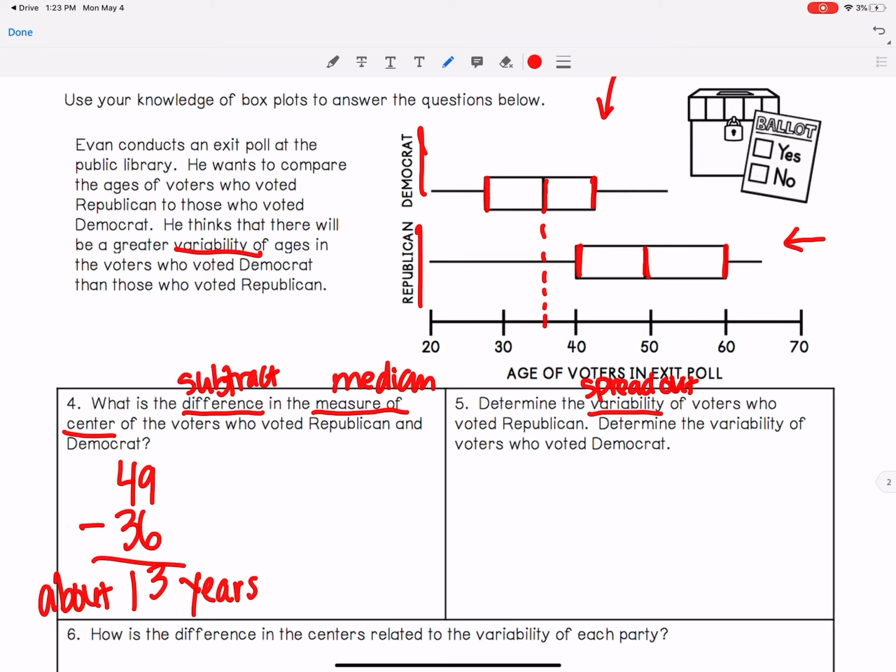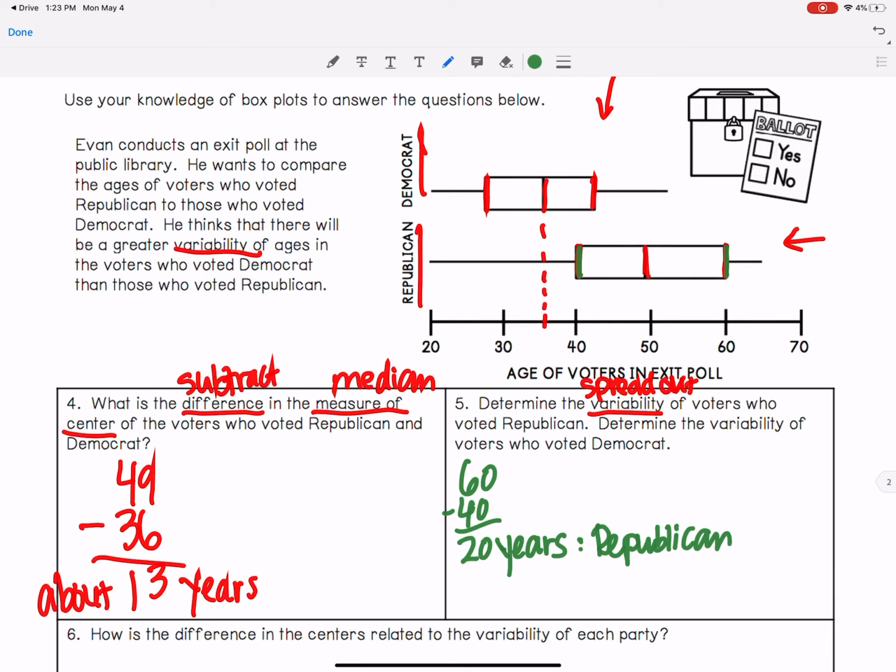Here we go. I'm going to start by changing colors because I think that will help a lot. So it looks like here we have 60, take away 40. And 60 minus 40 gives us 20. So the variability of voters who voted Republican was about 20 years. They were spread out by about 20 years. And I'll put Republican next to that.